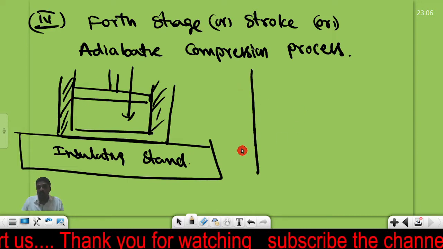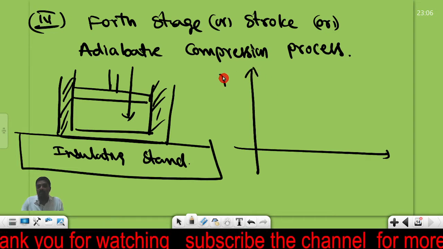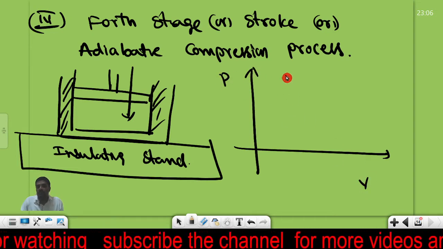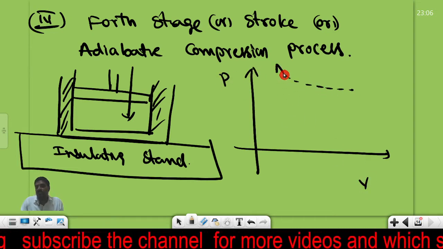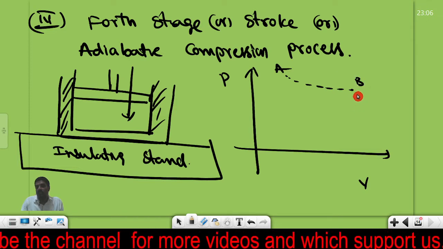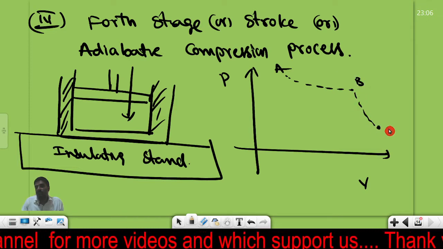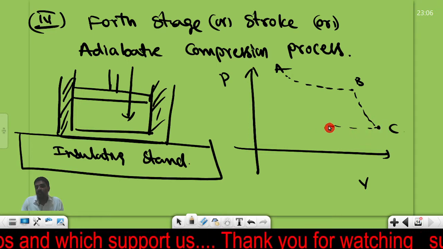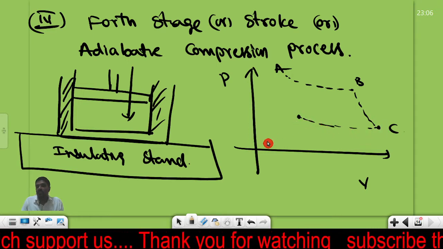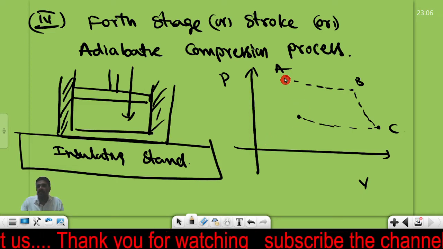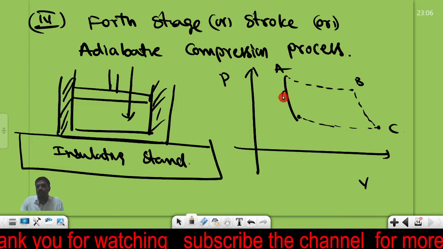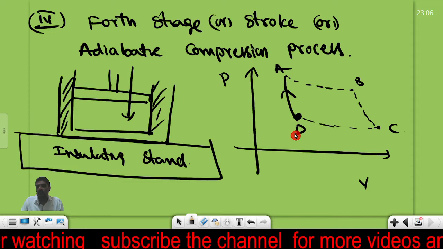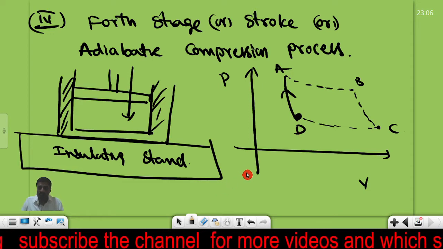So if we draw a PV diagram here, this is the P and V. The first process we did is A to B, the isothermal expansion. From B to C, it is the adiabatic expansion. From C to D, it is the isothermal compression. From D to A, we are moving, and this is the adiabatic compression.